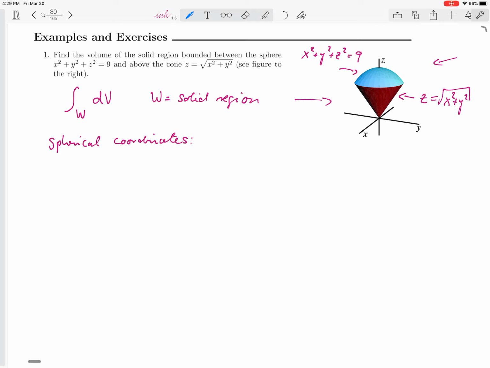Okay, so we need to find the limits of integration, and to find the limits, we need to describe our two equations in spherical coordinates. On the one hand, we have x squared plus y squared plus z squared equal to 9. And we know that x squared plus y squared plus z squared is the same as rho squared. So we get rho squared equal to 9. And we know that we can rewrite that as rho equal to 3. So this is the equation of a sphere.